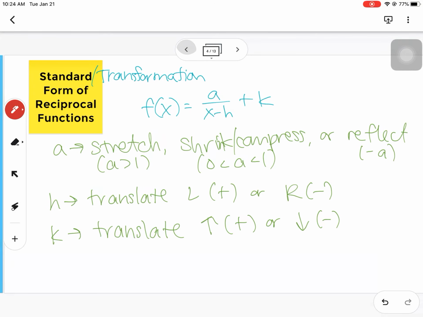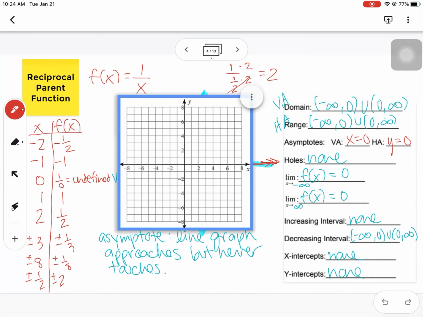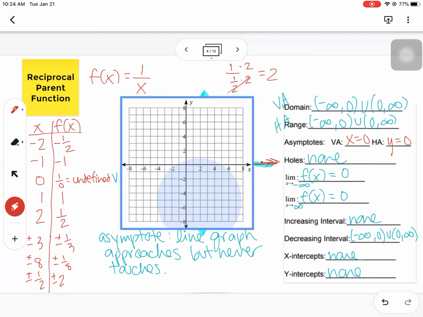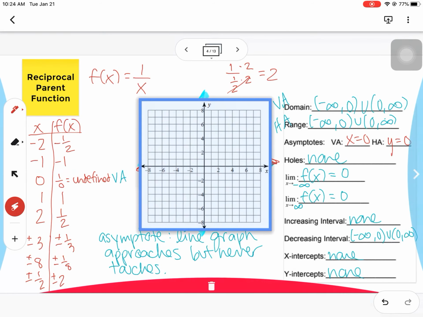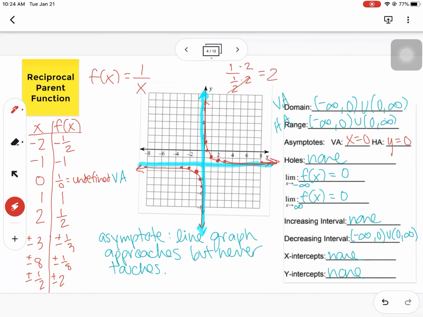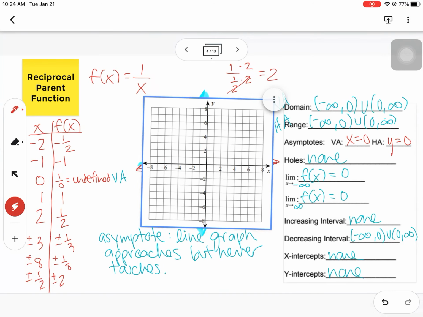Okay, if you move your graph left or right, let me see if I can do this for you. If I move it to the left, the asymptote has changed. My horizontal asymptote stayed the same, but it's my vertical asymptote that changed. And that's going to be very important. Let's see if I can line this back up. Okay, and then if I move it up, whoopsies. My horizontal asymptote now has changed, but my vertical has stayed exactly the same. And so that's going to be very important.